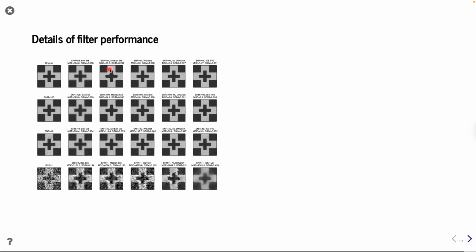The median filter, as you can see here, cuts out the corners because they are not sufficiently dominant in the median computation. And yeah, then you can see down here in the really noisy case, the ISS filter is still producing a very smooth image, which is not too damaged.